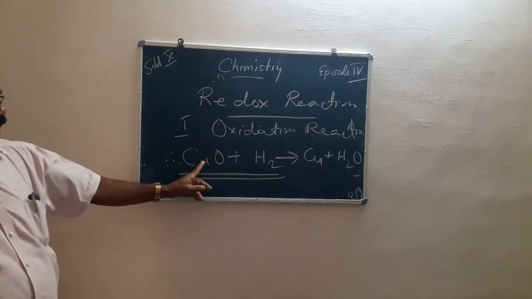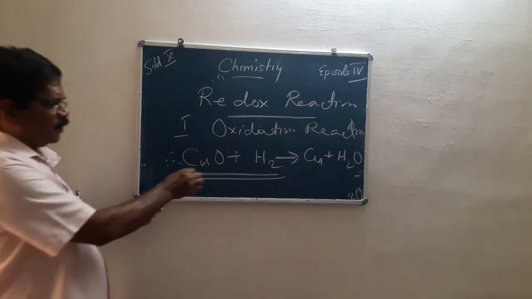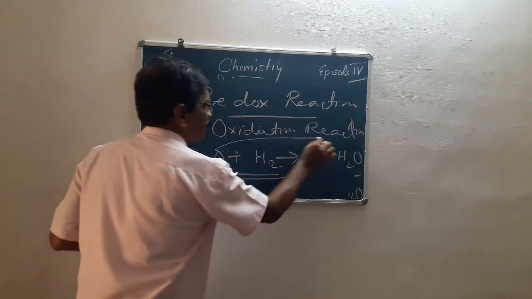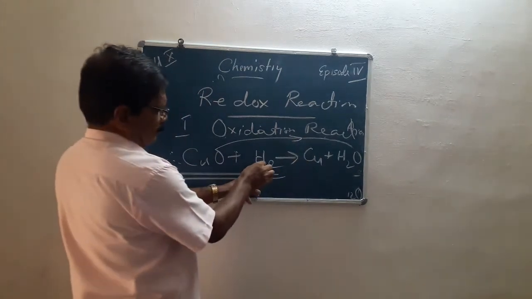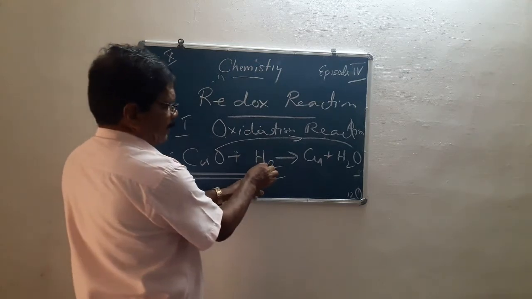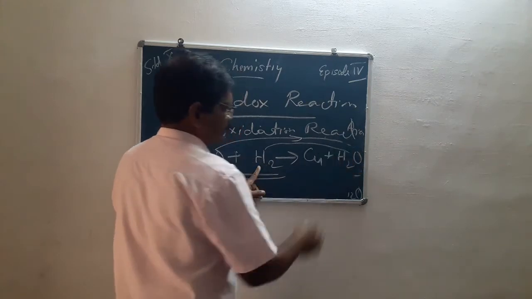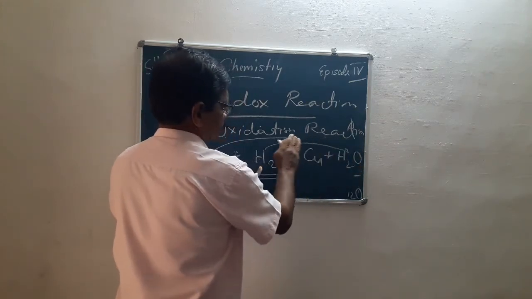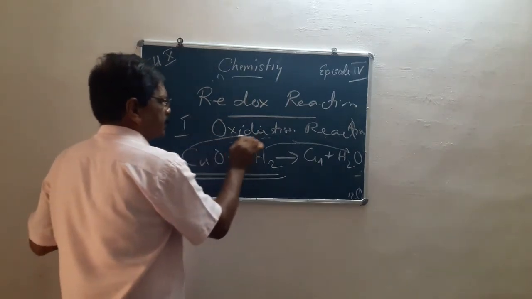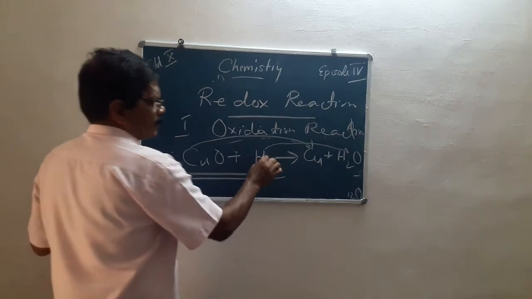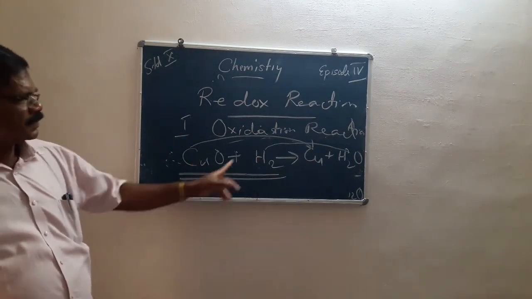Here, when passing hydrogen over copper oxide, the oxygen is removed. In this reaction, hydrogen combines with the oxygen. Copper oxide turns to copper, and hydrogen turns to water.